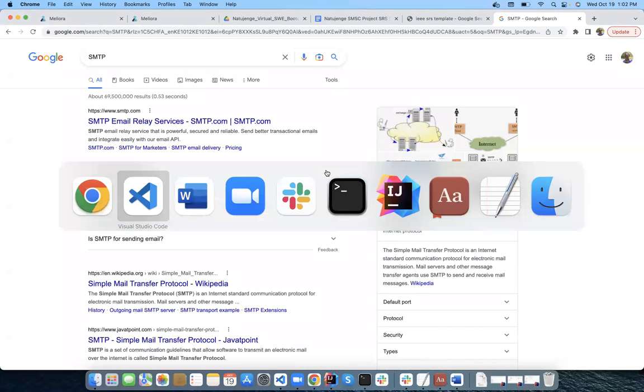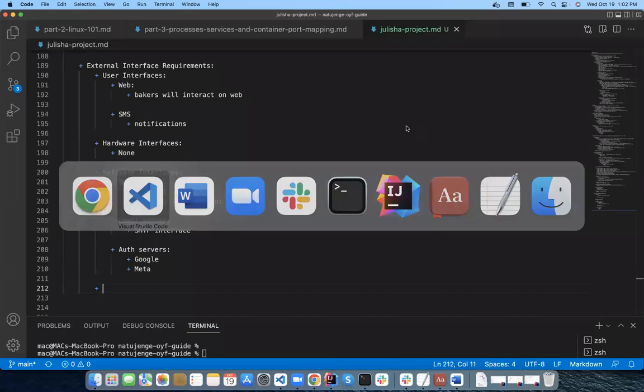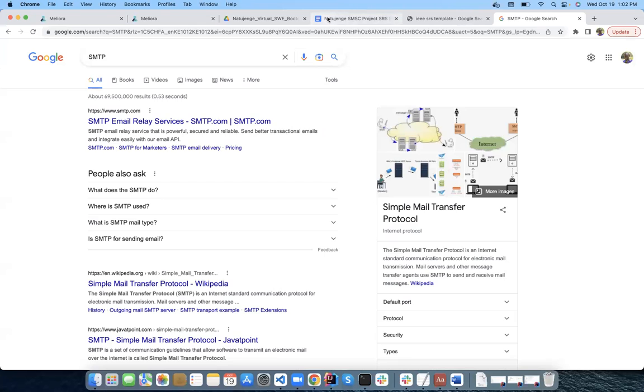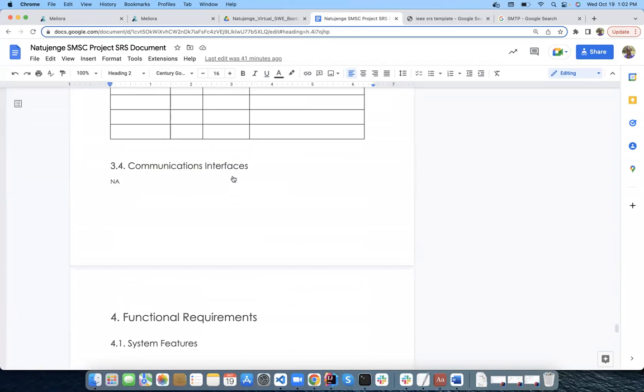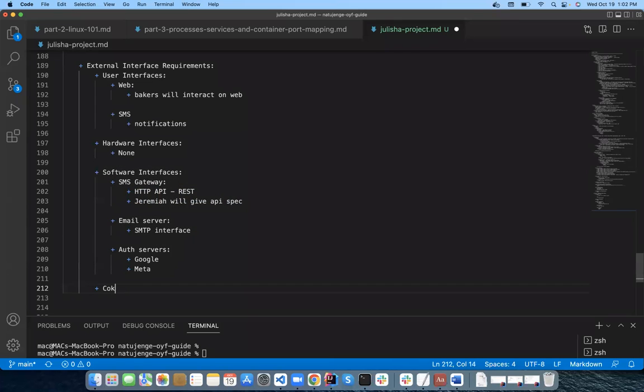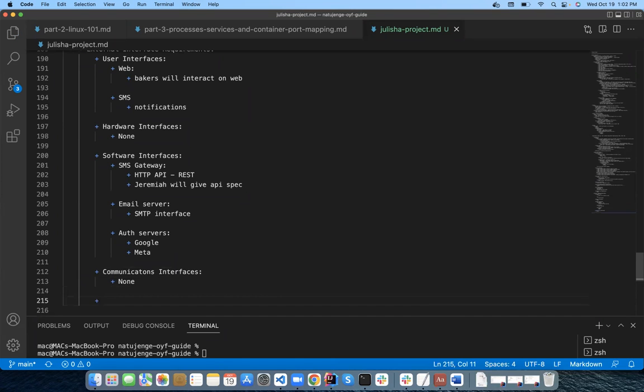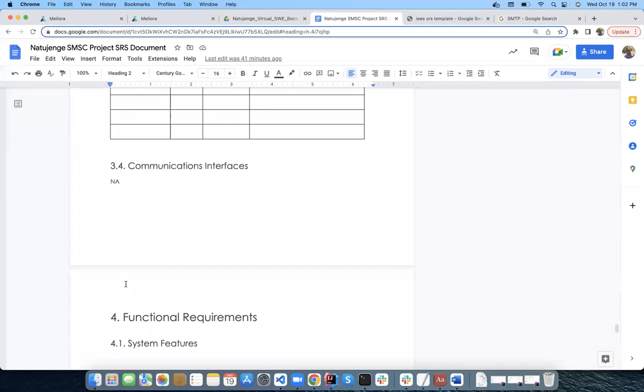Now, I know time is not on our side, but just allow me, guys, to mention one more thing that we have not highlighted, which is the communication interfaces. We'll say none. In this case, you can go look at what communication interfaces are needed. So here we have none for now, because all our interfaces are software interfaces.